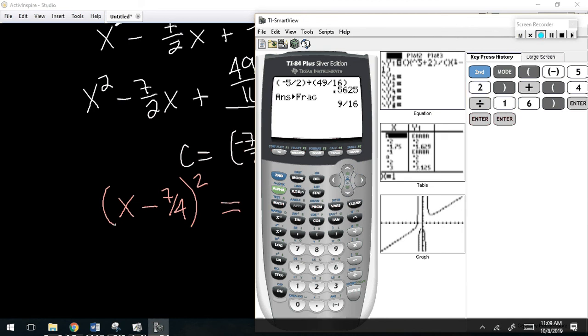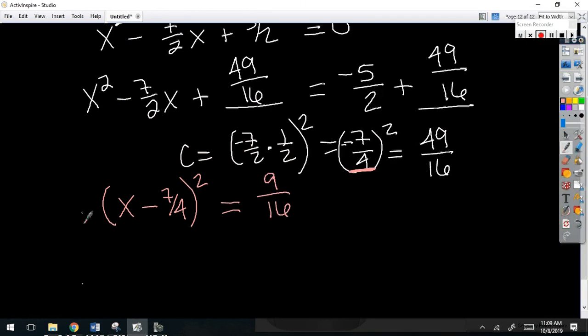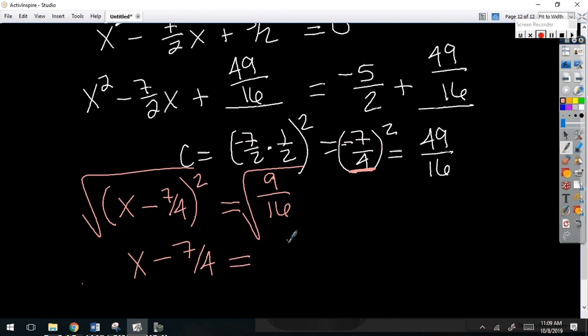But it's 49 over 16, which is bigger than 2.5. We're solving. Now, Eliza, if I was putting this in vertex form, yes, I would move the 9 over 16 over, and that would be my vertex, 7 over 4, 9 over 16. But whenever I'm finding x, so I'm finding the x-intercepts, I have x minus 7 over 4 equals, what's the square root of 9 over 16? Don't forget your plus or minus 3/4, right?